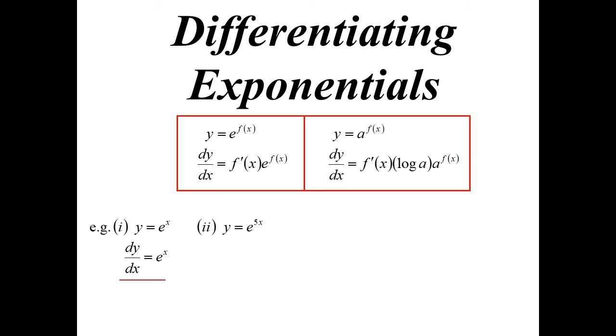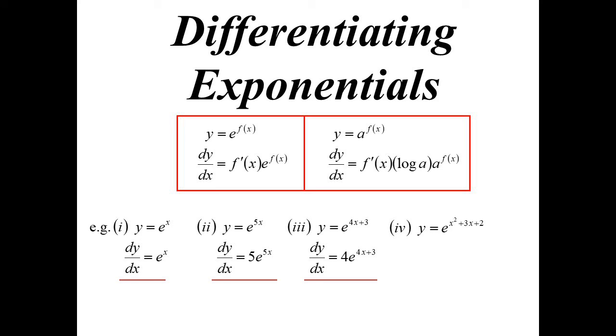E to the 5x then, differentiate 5x, we get 5, so 5e to the 5x. Doesn't have to be just one thing in the power. Here we've got e to the 4x plus 3, still the same idea. Differentiate the power, 4e to the 4x plus 3. In fact, we could have a quadratic. x squared plus 3x plus 2, differentiate that. 2x plus 3 times e to the x squared plus 3x plus 2.